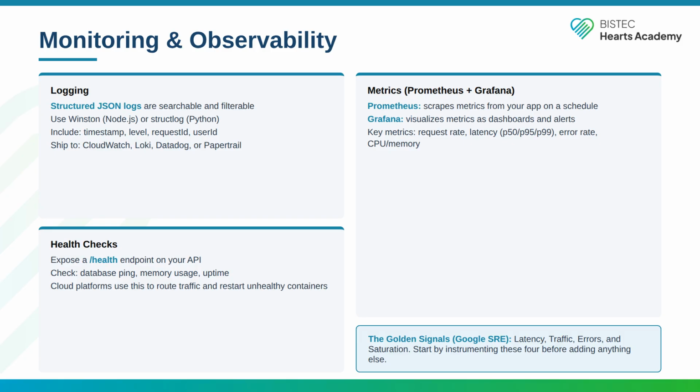For health checks, expose a /health endpoint on your API that returns a 200 with a JSON body confirming the database connection, cache status, and uptime. Kubernetes, cloud load balancers, and monitoring tools all rely on this endpoint to determine whether your service is alive. For metrics, track request counts, error rates, and latency histograms. These three signals, the RED method, rate, errors, and duration, tell you almost everything you need to know about service health.